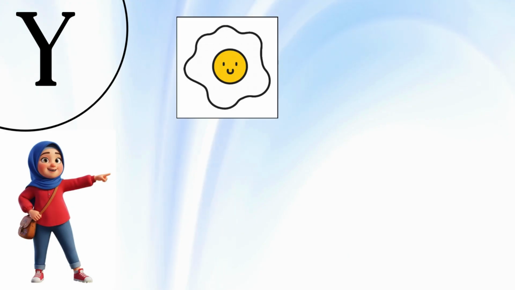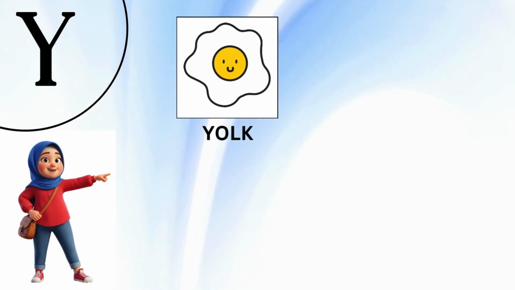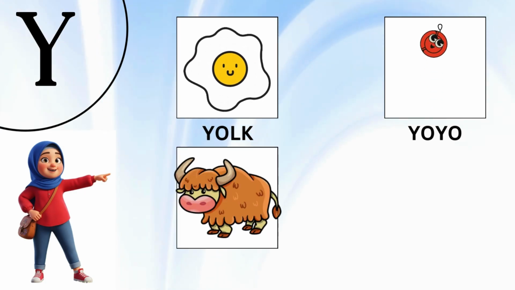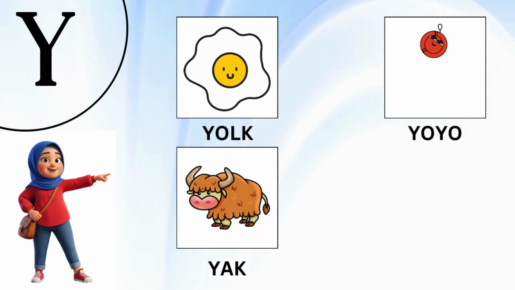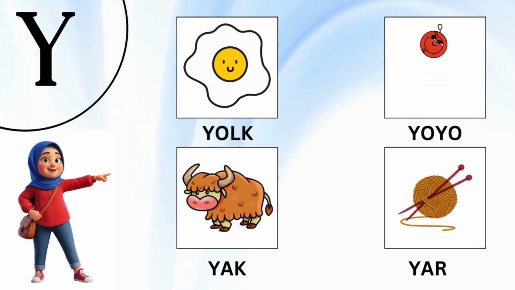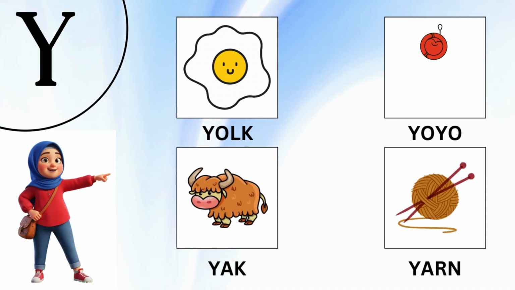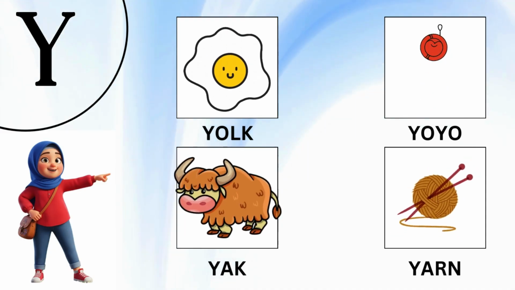This is letter Y. Y is for yoke. Y is for yo-yo. Y is for yak. Y is for yarn. Yoke, yo-yo, yak, and yarn.